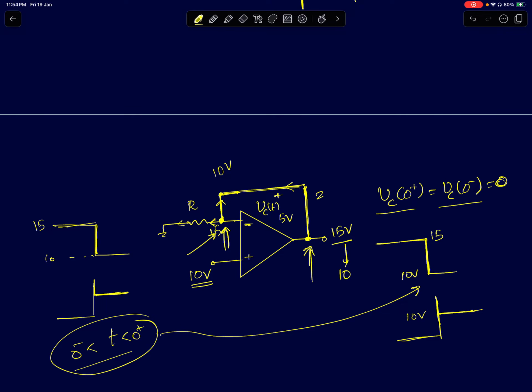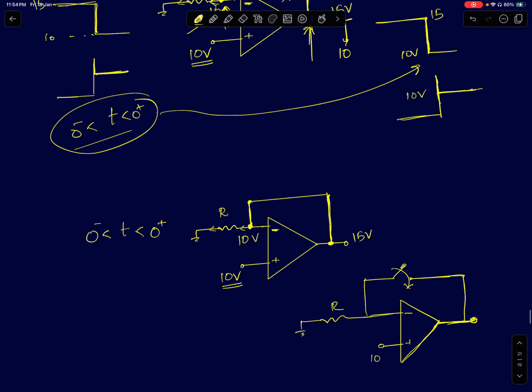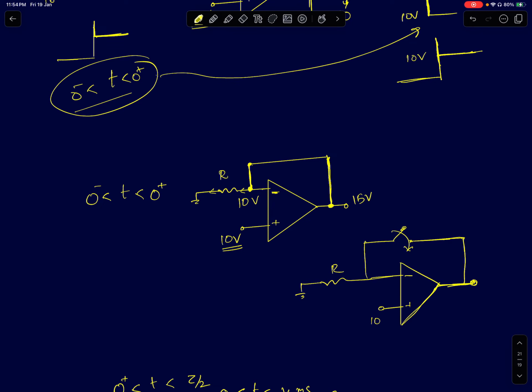Now, if you want to understand this even better, take a simpler example like this. Assume that you have an op-amp, which I've shown here. All I'm trying to show is that the op-amp in the interval 0 minus to 0 plus behaves like this. It's like a unity follower mode. So assume a simpler problem where you just have a switch in the feedback path, and I've connected a resistor R from the inverting terminal to ground. Now this node voltage will be initially at 0 before the switch is closed.